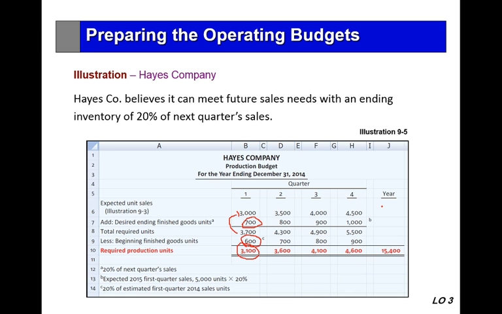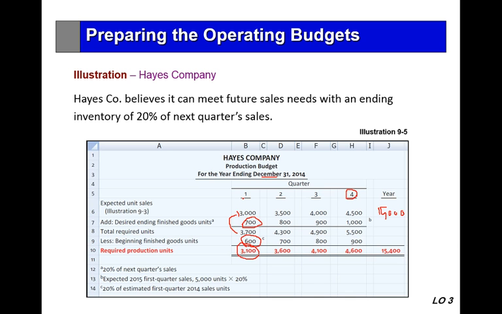Okay, for the year we have 15,000, as we said in the previous slide. 15,000 units anticipated to sell for the year. And here, desired ending finished goods for the year is the ending of the 2014 year, which is the ending of the fourth quarter. The ending of the fourth quarter is 31st of December.